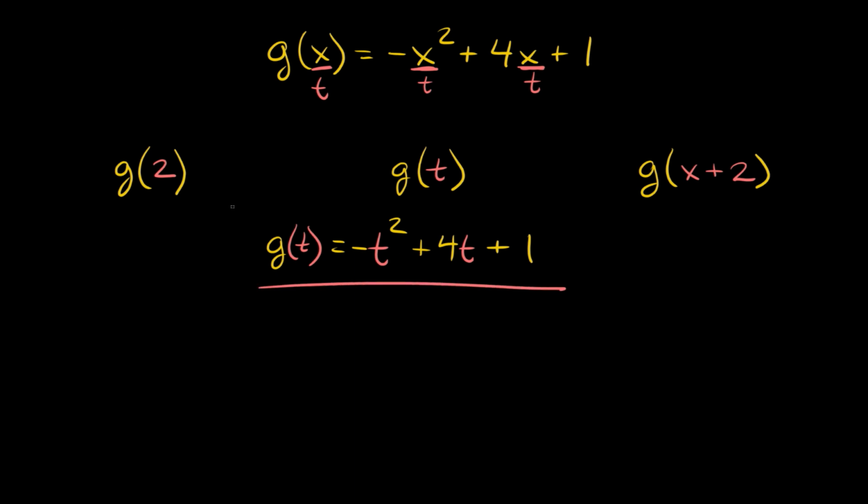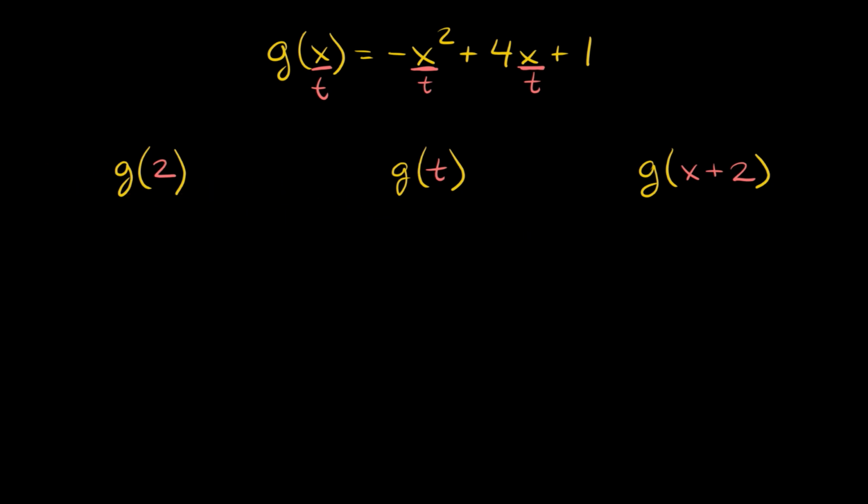Now let's once again take that and throw it away. So now let's do this last one for this first example right here. We have g of x plus 2. Let's not overthink this too much. Instead of having just an x in here, we have an x plus 2. So wherever we have an x, we're just going to replace it with an x plus 2.